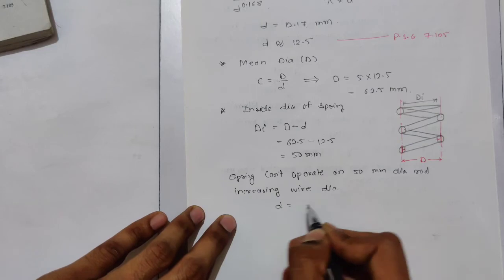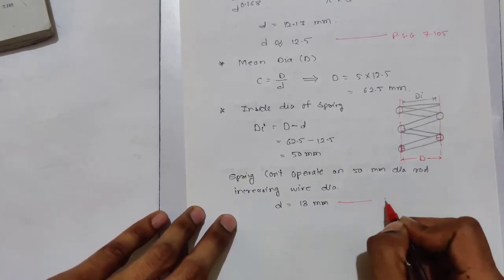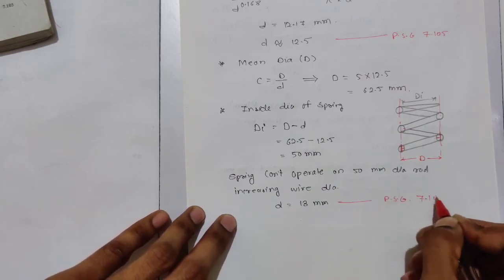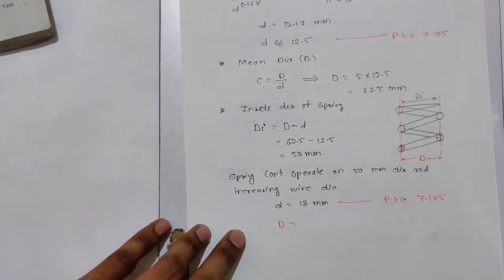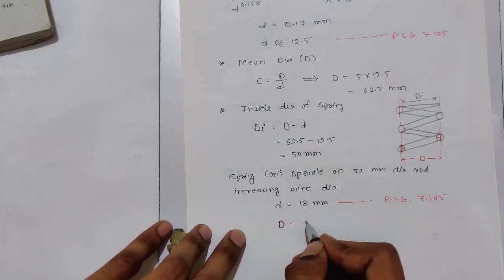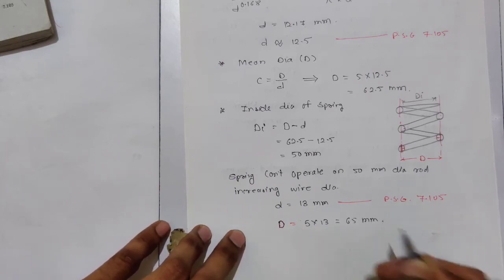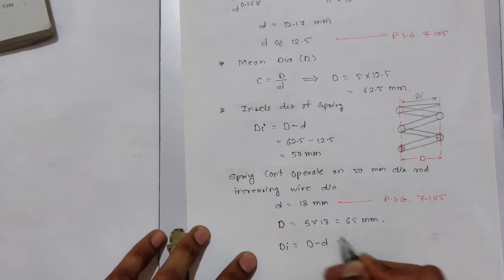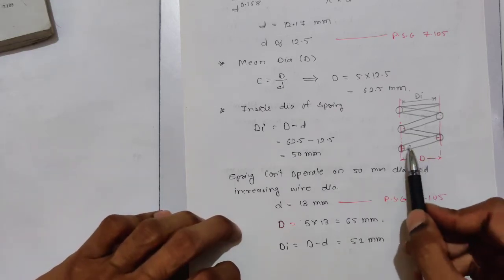So d is equal to 13 mm from PSG 7.105. So now d is equal to 13. So what is capital D? Capital D will be 5 into 13, so it is 65 mm. Right. And what will be the Di? Di will be capital D minus small d. That is 52 mm. So it is 52 mm and the rod is 50 mm.